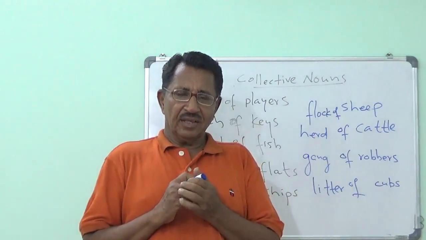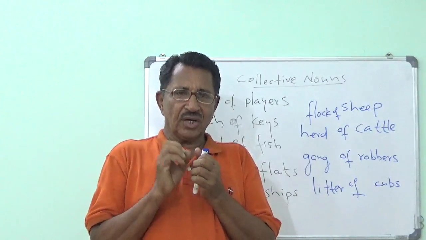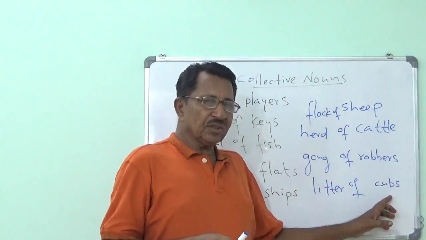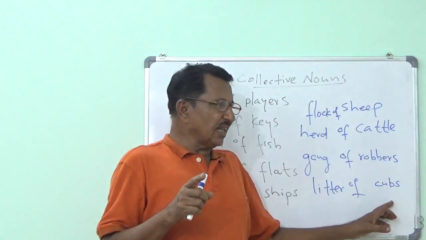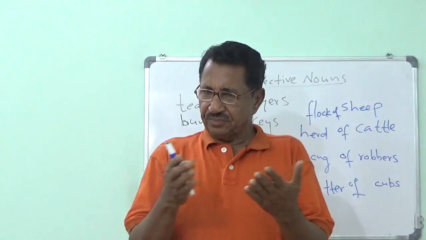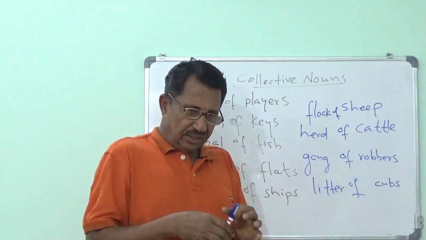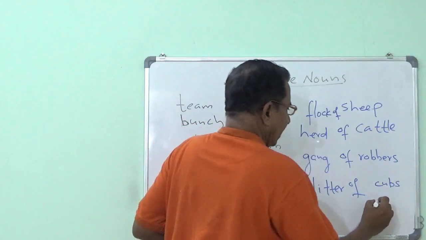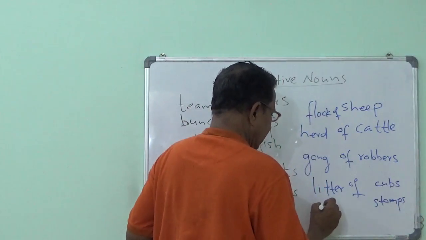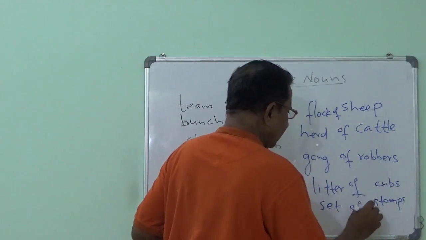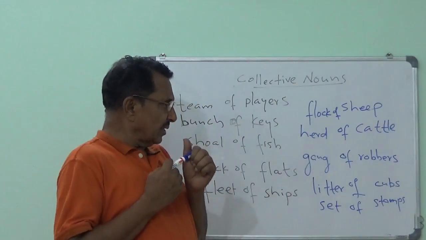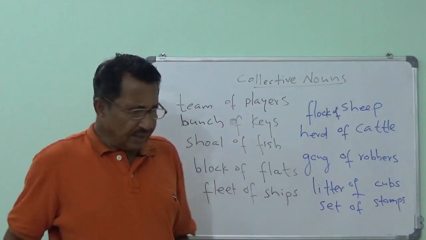Sometimes a lion will have 2 or 3 young ones. Or a tiger will have 3 or 4 young ones. Together, you don't say a group of cubs, but you say litter. L-I-T-T-E-R. There are people who collect stamps. They have got a collection of stamps. Using collective nouns, you will say set of stamps. You will not say a group of stamps. How can you say it like that? It's not possible. Are you clear about all these things?